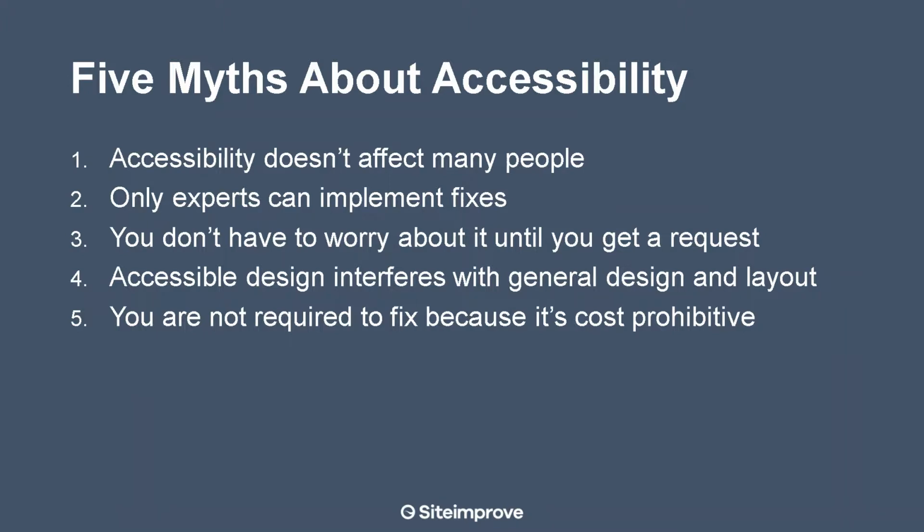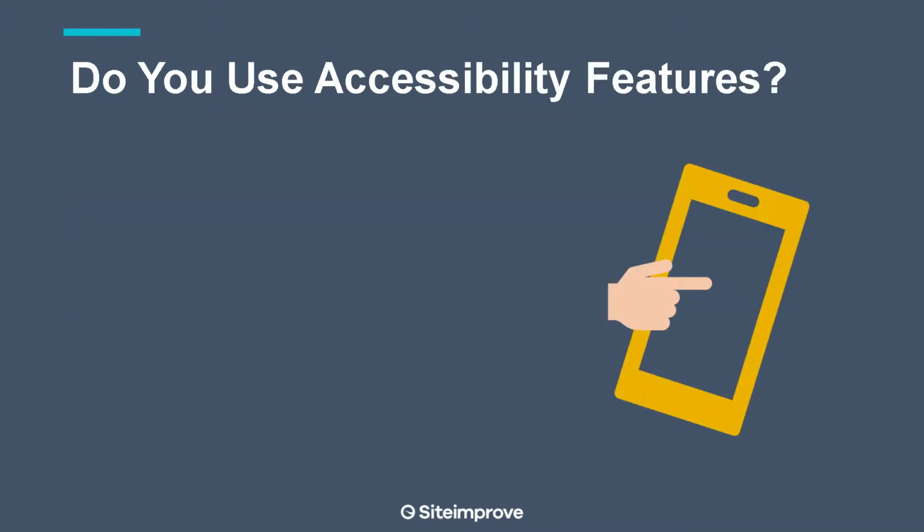And the 5th myth, you're not required to fix because it's cost prohibitive. While there is a provision like that, it's very rare. Usually, cost prohibitive is not a factor. You can afford to make the fixes. It may be a little inconvenient, but you can do it. And if you happen to be contacted by someone legally, you'll be required to do it. So that's another myth that we need to deal with.